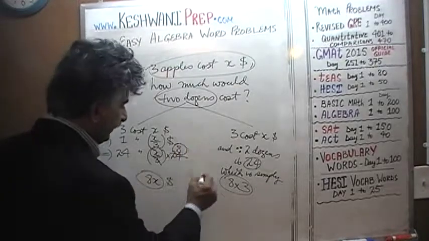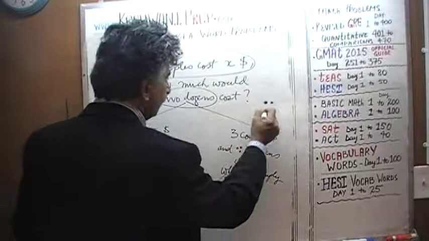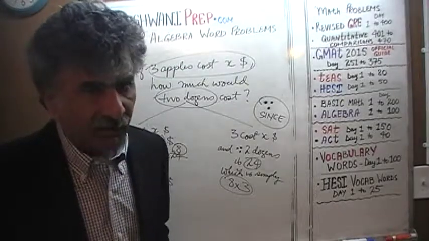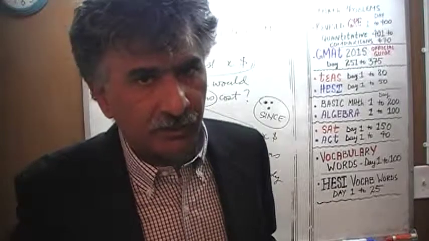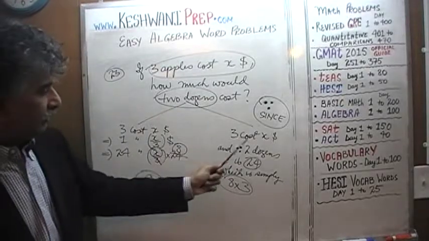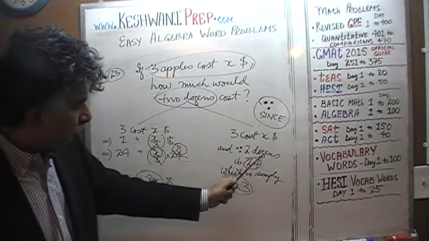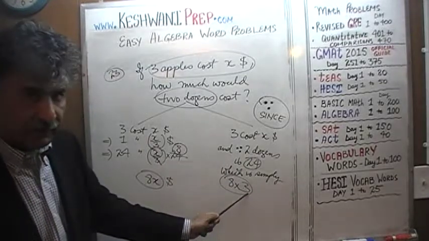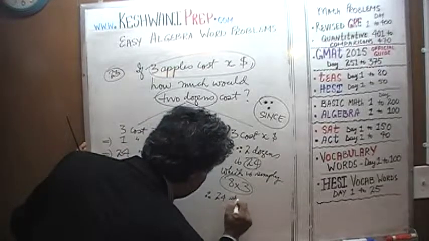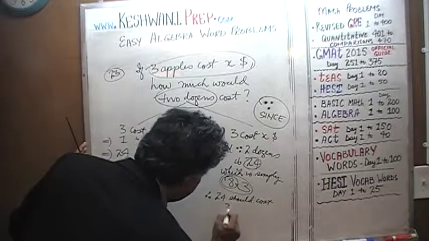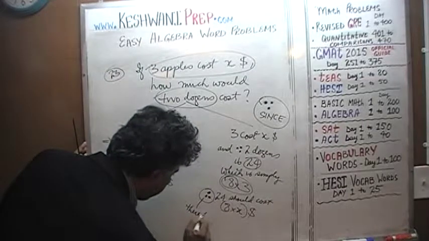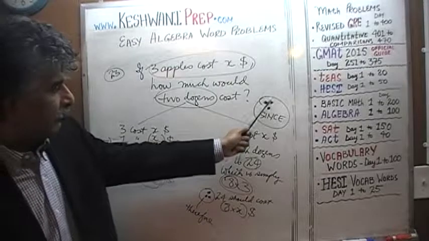This symbol that we just did here, let's put it here, this means since, as in logic, not as in time. Not since as in since 5 o'clock, but in logic, since. One more time, I'm going to read to you. 3 costs X dollars, that's what we're given here. If 3 costs X dollars, and since 2 dozen is 24, which is simply 8 times 3, and since the cost of the 3 is X dollars, therefore, 24 should cost 8 times X dollars. This symbol that we see here, that means therefore. Two dots at the bottom, one dot on the top, two dots at the top, one dot at the bottom.